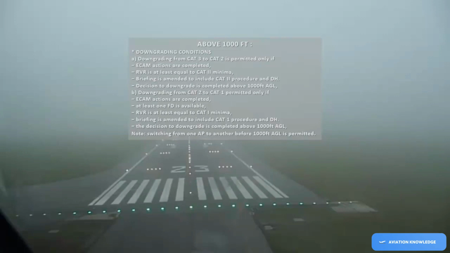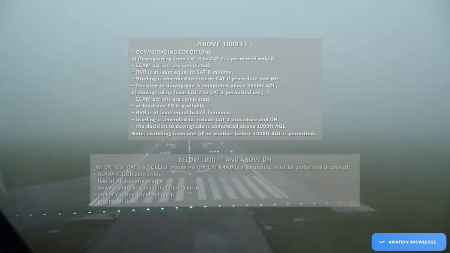B. Downgrading from Cat 2 to Cat 1 is permitted only if ECAM actions are completed, at least one flight director is available, VR is at least equal to Cat 1 minima, briefing is amended to include Cat 1 procedure and decision height, and the decision to downgrade is completed above 1,000 feet AGL. Note: switching from one autopilot to another before 1,000 feet AGL is permitted.